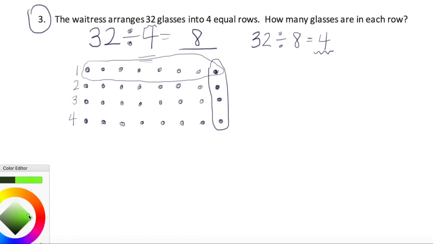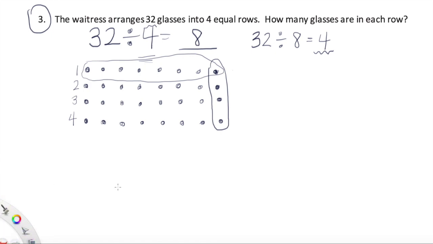Let's choose a fun green. Well, what I see here in terms of multiplication, friends, is that I have 4 rows. In each row, I have 8 glasses. So I have 4 times 8. 4 copies of 8 is equal to 32. But guess what? We can also write this one more way.